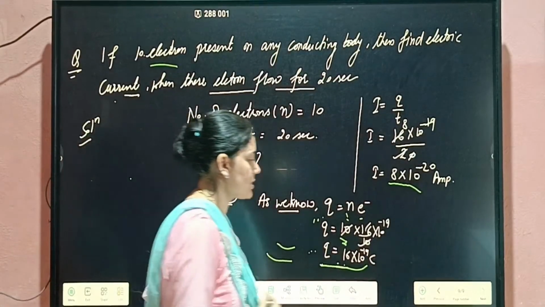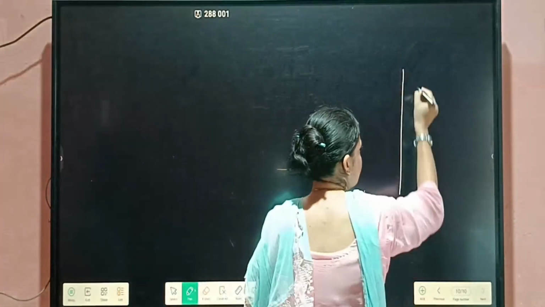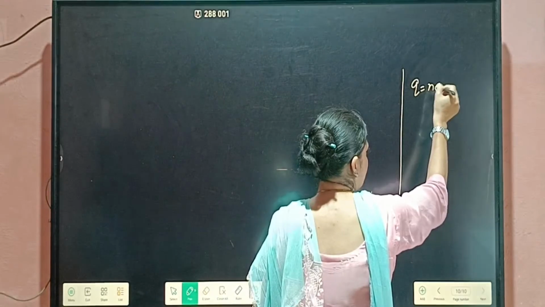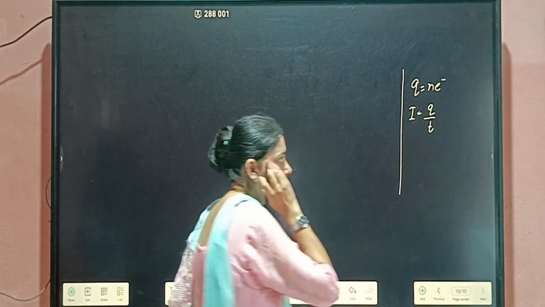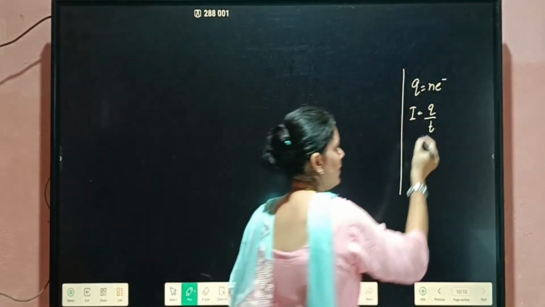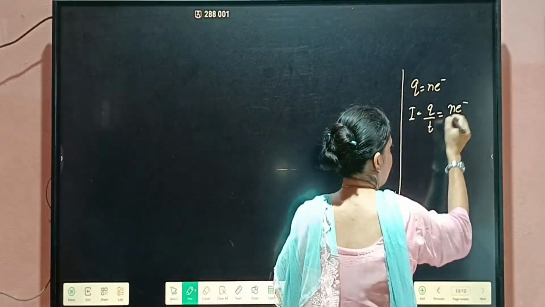Okay, so we discussed two formulas, one is of the charge and second we discussed the current. First we discussed Q equal to Ne, second we discussed I equal to Q by T. Clear? If your Q is not given, then we can write it Ne by T also.